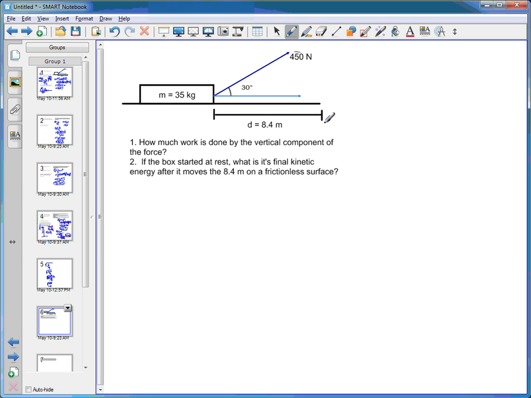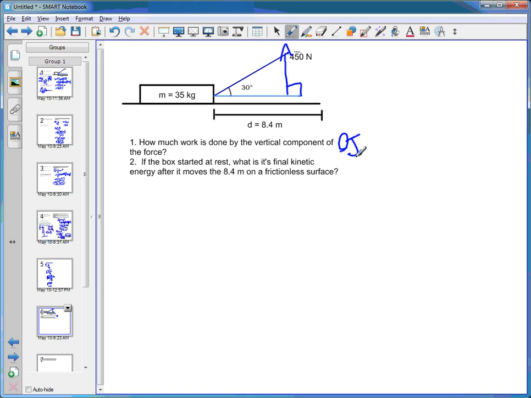Trick question. The vertical component of the force, in other words, that part, is at a 90-degree angle to the displacement. Therefore, no work is done. So the answer to 1 is 0 joules. 0 joules of work is done by the vertical component because it's in a perpendicular direction to the displacement.